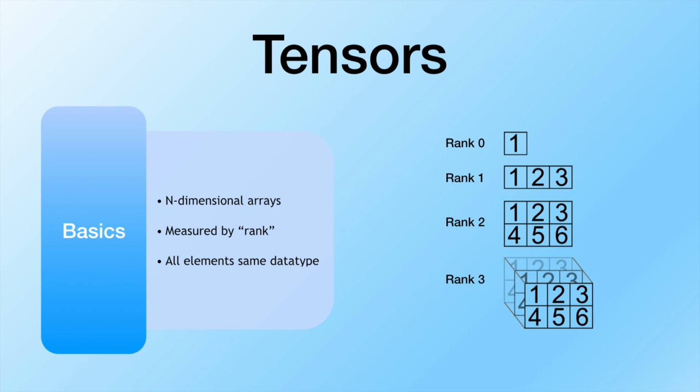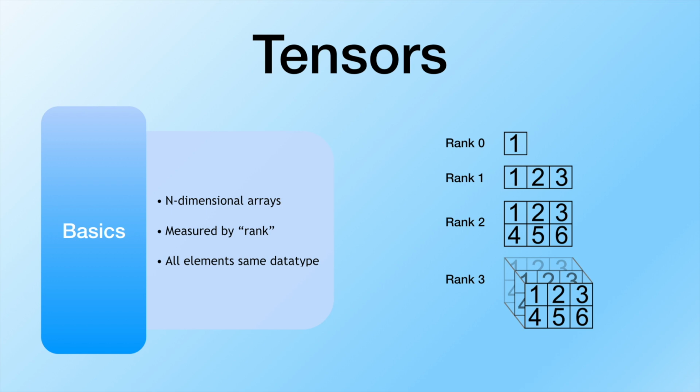You can think of tensors as n-dimensional arrays. If you're already familiar with NumPy, then that's probably pretty intuitive to you. And one key difference is that they're measured by rank, which is really just saying what its dimensionality is. So if you look on the right, we have 4 different examples. We have the rank 0 tensor, which is a single element. That makes it a scalar value. And then we have rank 1, which is one-dimensional, so it's just a standard vector.